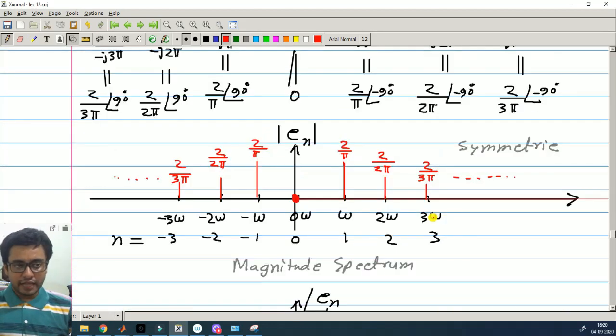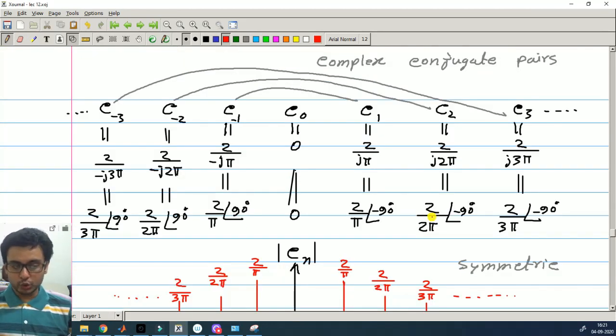and that is always true because these coefficients occur as complex conjugate pairs for any real valued signals, and therefore angle of C minus 1 must be the negative of the angle of C plus 1, and so on.